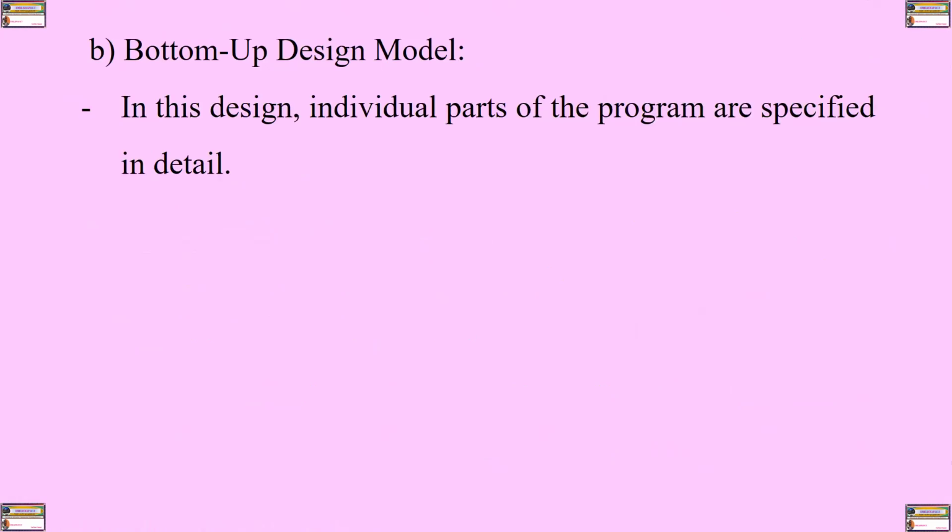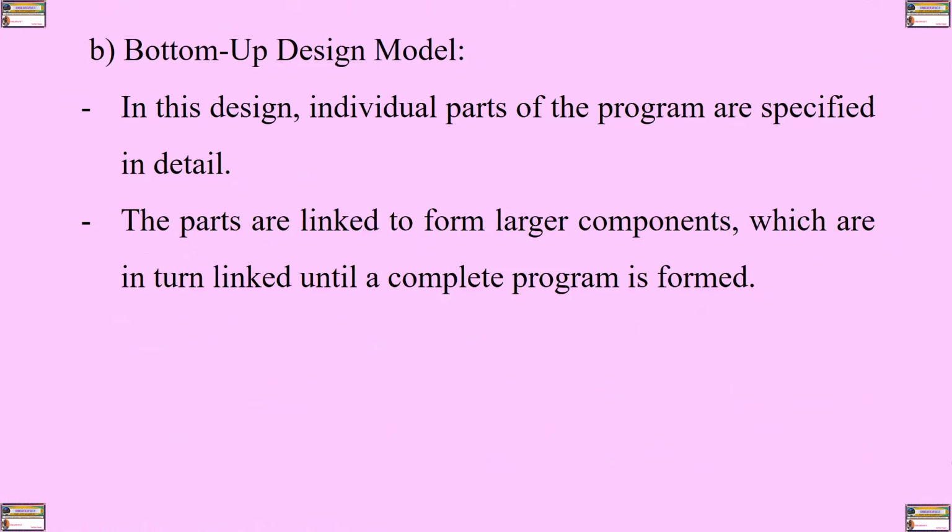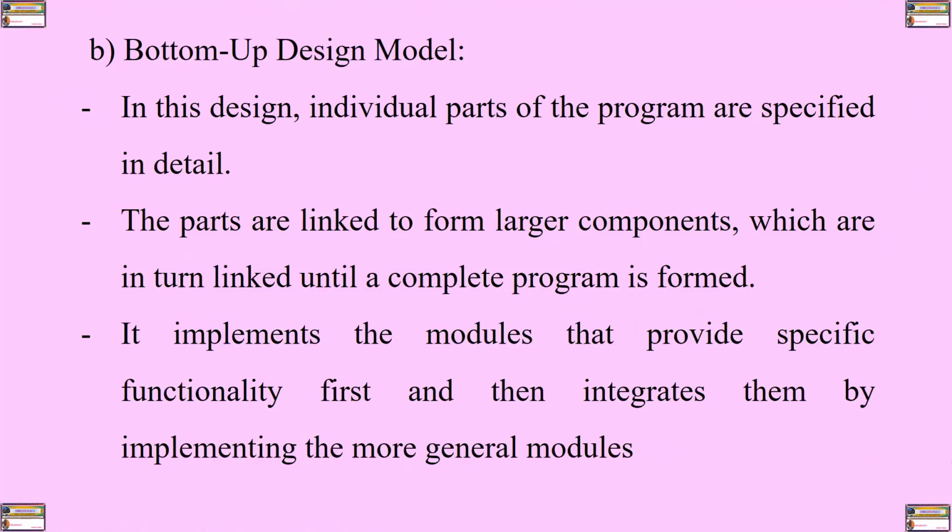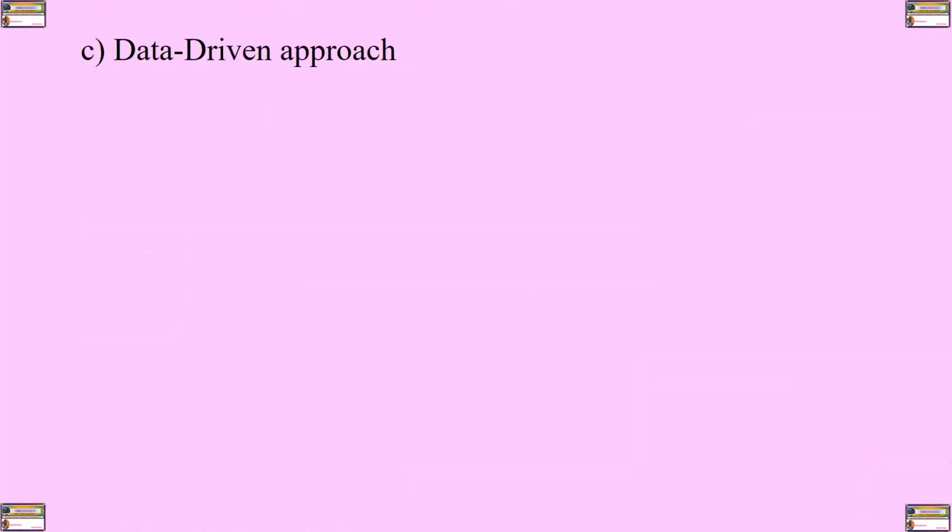What about the bottom-up design model? In bottom-up design model, individual parts of the program are specified in detail. The parts are linked to form larger components, which are in turn linked until a complete program is formed. It implements the modules that provide specific functionality first, and then integrates them by implementing the more general modules.